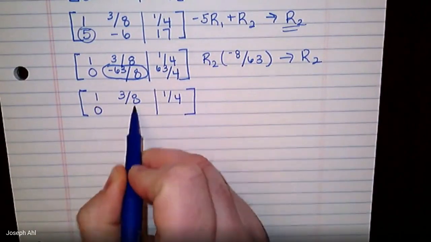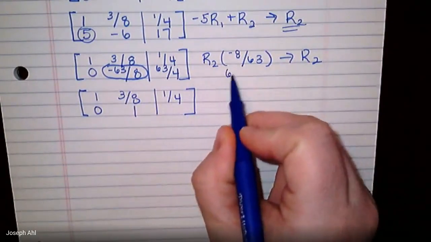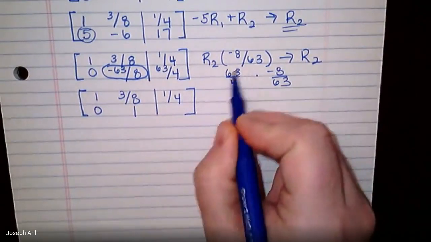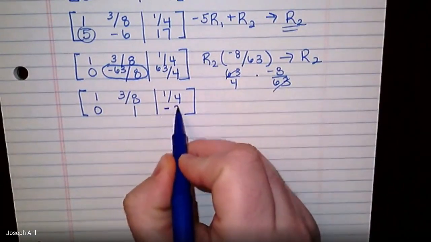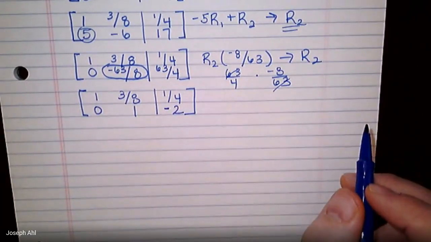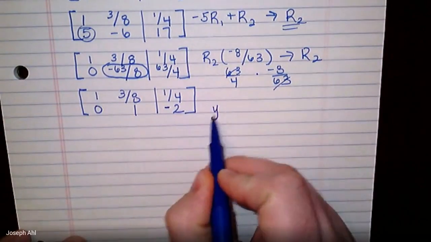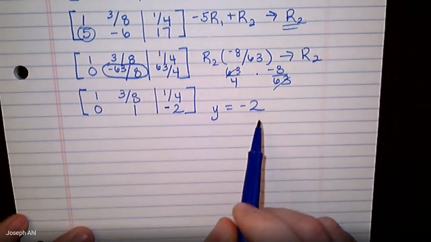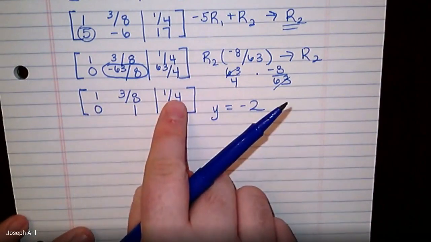Okay. But what's going to wind up happening is when I multiply the 63/4 by negative 8 over 63, notice how the 63's cancel top and bottom. So we're left with negative 8 over 4, which is negative 2. Okay. So therefore, we definitely know at this stage that y equals negative 2. And if y equals negative 2, how am I going to use that information to find x? Because x is not 1/4, like it was in reduced row echelon form.